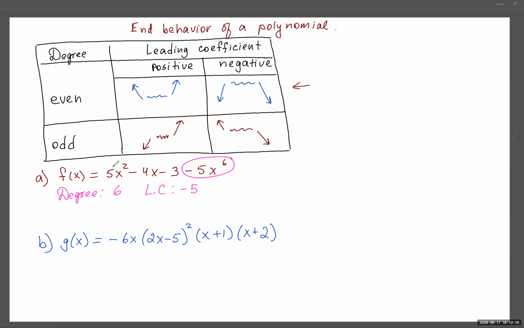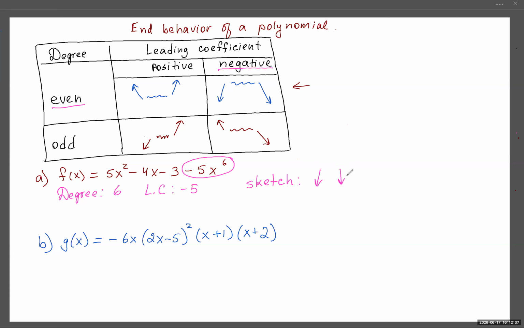Now, degree is even, and the leading coefficient is negative. So this is the graph that I want. And usually when we do the sketch of this, it's enough to just put both ends pointing down.